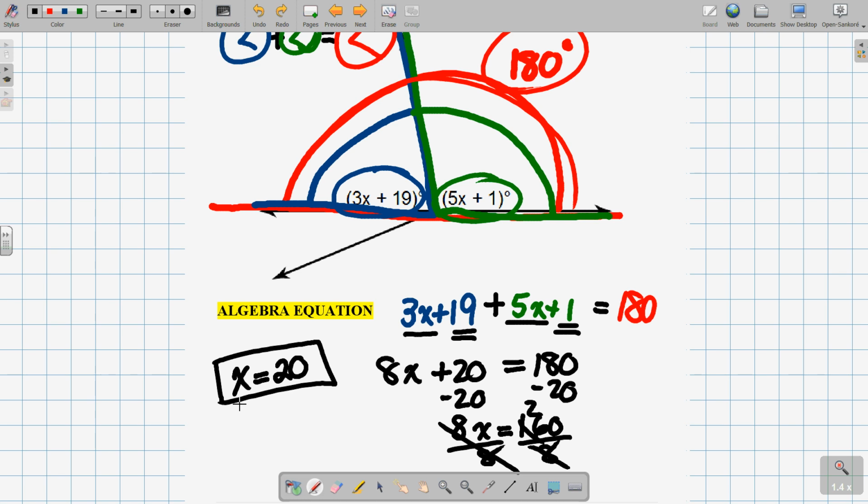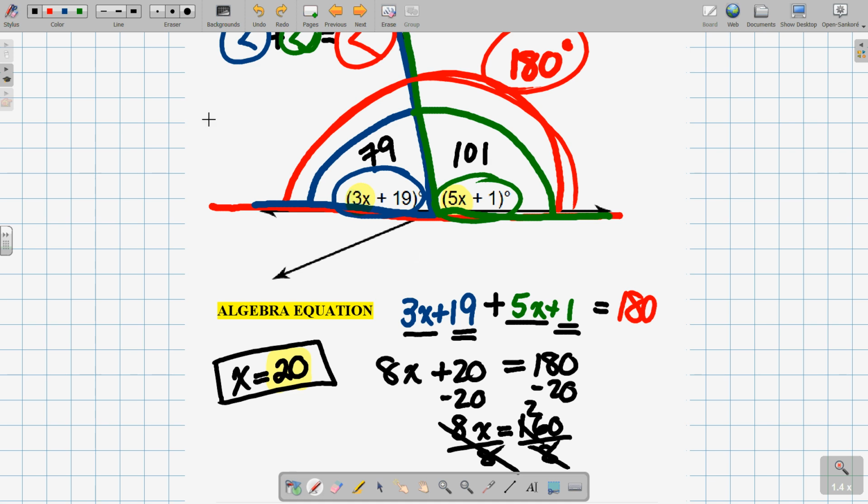Now, if this was algebra class, you're like, woohoo, I found x, I'm done. No, but this is not algebra class, friends. This is geometry. So 99.9% of the time, you are not just solving for a variable. I'd like you to take that variable and plug it in right there where it belongs. So 3 times 20 is 60, plus 19, that's 79. 5 times 20 is 100, plus 1, 101.